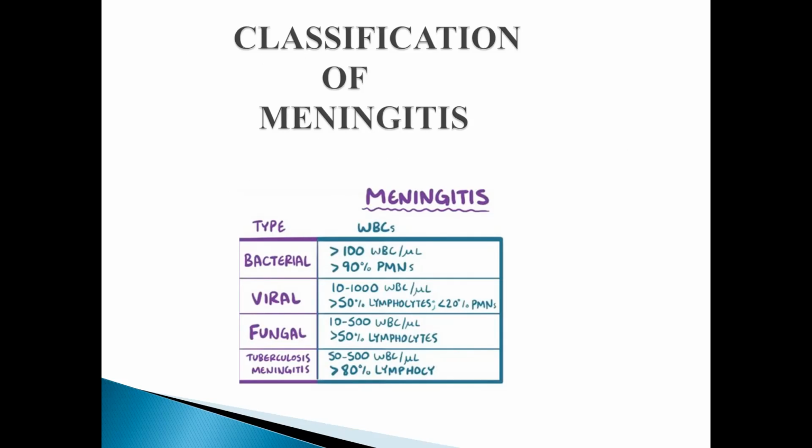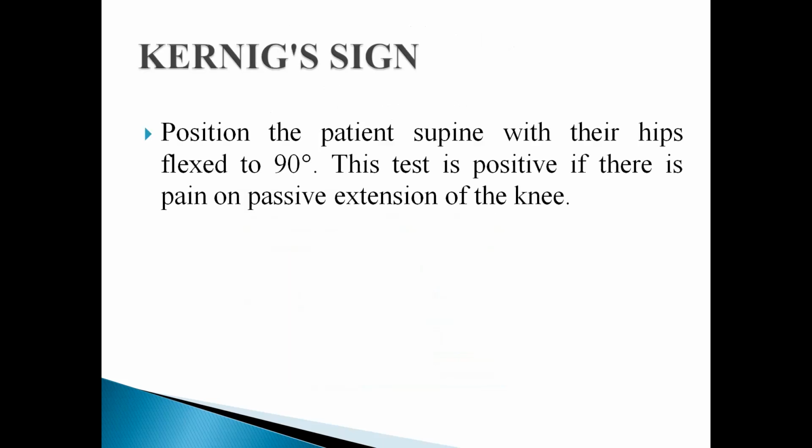of polymorphonuclear cells. Fungal meningitis ranges between 10 to 500 WBC per microliter or greater than 50% of lymphocytes. The last but not least, it is tuberculosis meningitis ranging between 50 to 500 WBC per microliter or greater than 80% of the lymphocytes. Let us just see the tests for meningitis.